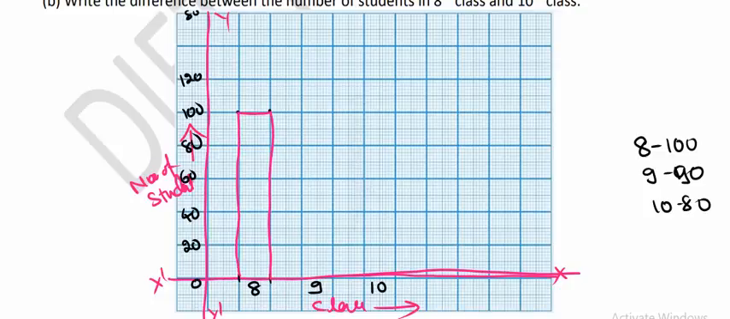So this is the bar graph for 8th class. And for 9th class, we have to mark it as 90. The 90 is in between 80 and 100. There is a line there. These two are the points for 9th class. Now we have to join these two lines.